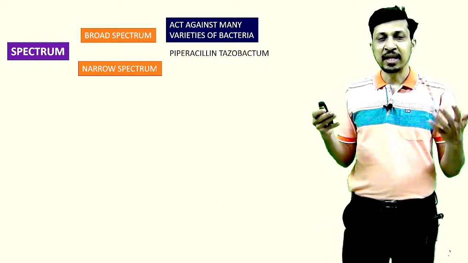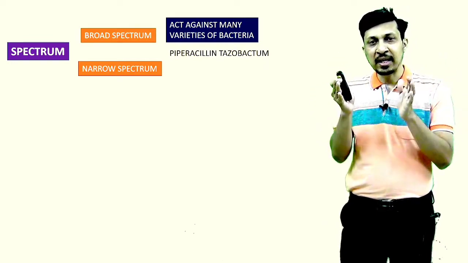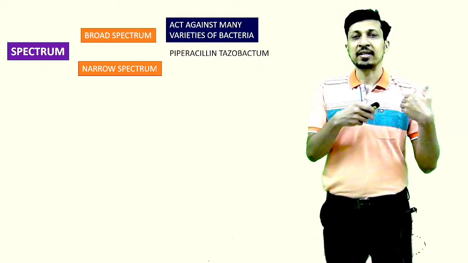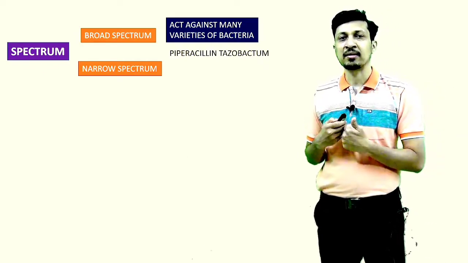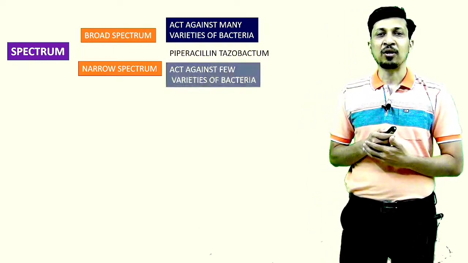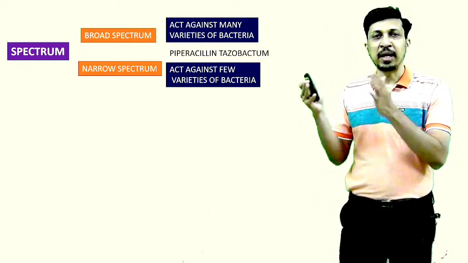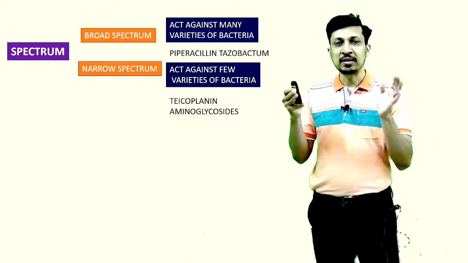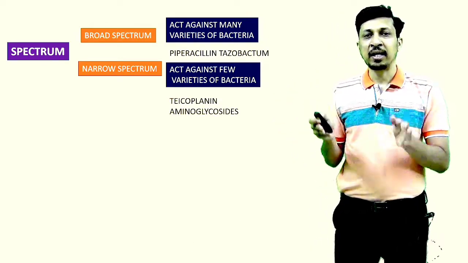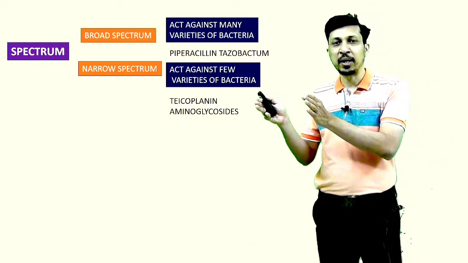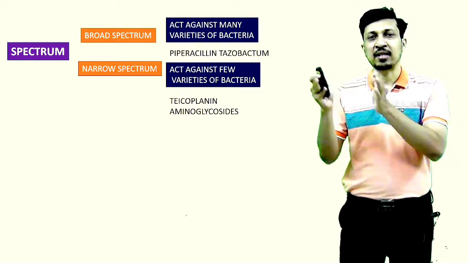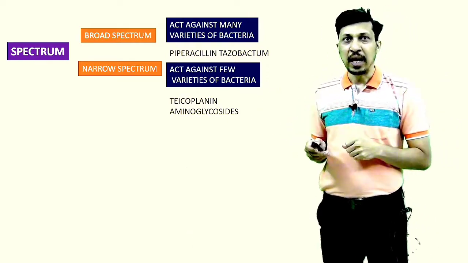And the drugs that act against a specific group of bacteria, for example certain drugs act against gram positive only and certain drugs act against gram negative only, are called narrow spectrum antibiotics. So the examples are teicoplanin and aminoglycosides. Teicoplanin is an antibiotic that acts against gram positive bacteria only, and aminoglycosides are the drugs that act against gram negative bacteria only.